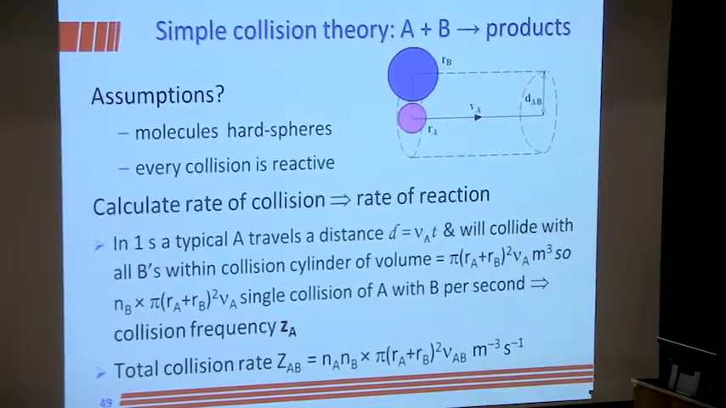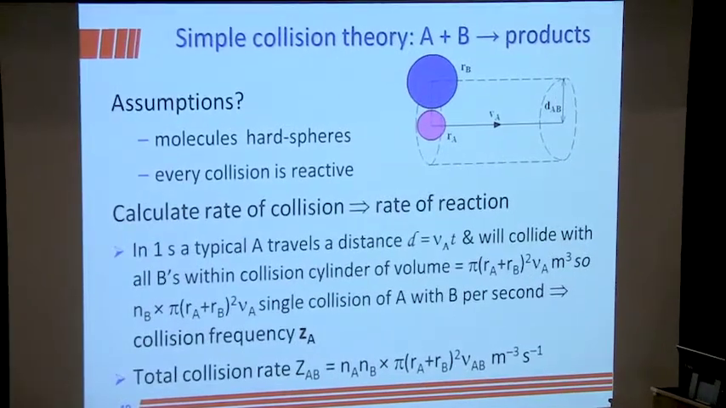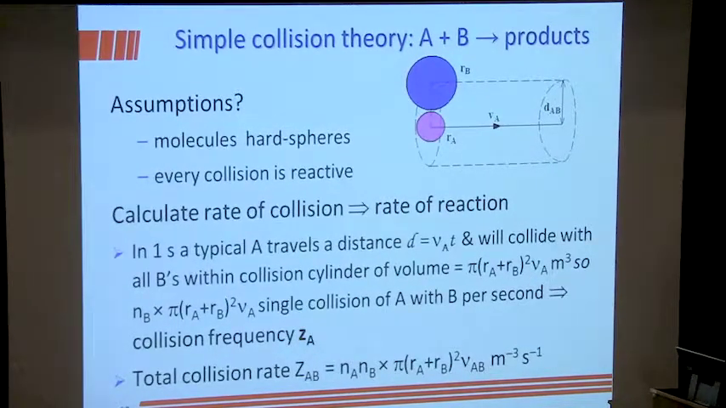So the total collision rate of all A's in a mixture of A's and B's will be the number of moles of A times the number of moles of B times pi (RA plus RB) squared times the velocity AB. And that's per meter cubed per second.